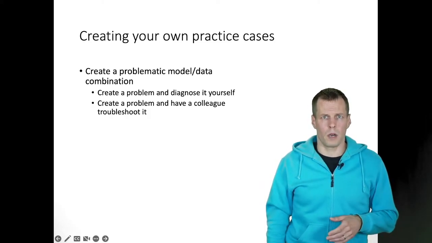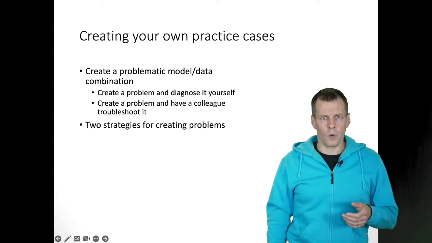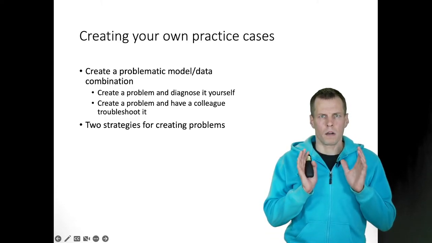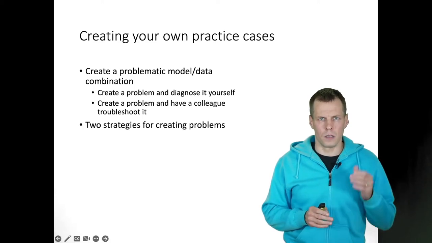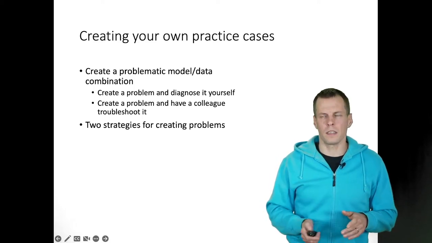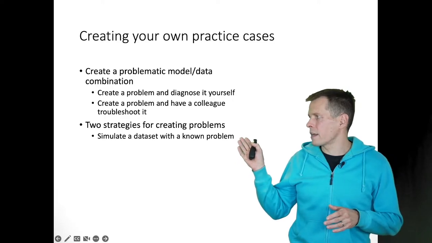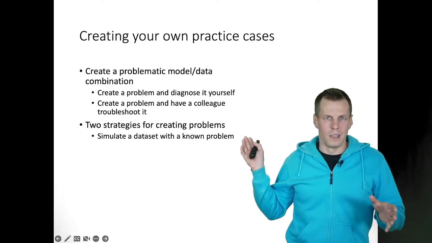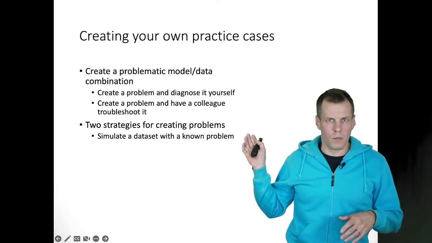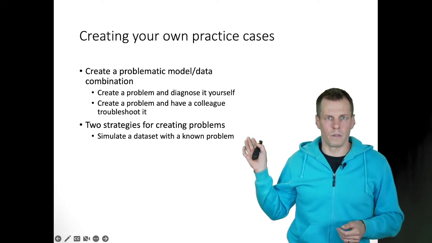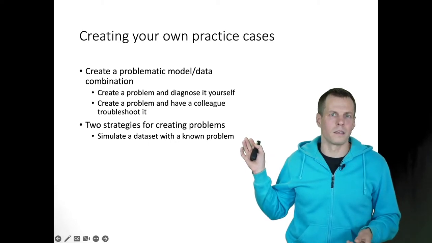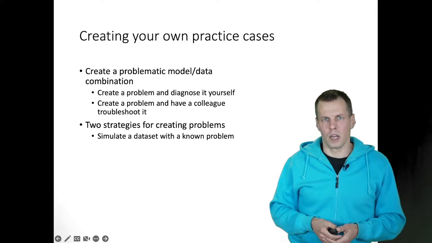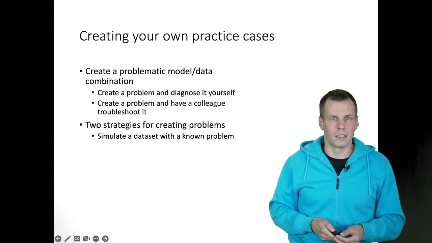And how do you come up with these problematic cases and model data combinations? There are two strategies that I use. I've used both of these strategies. One is to simulate the data set with a known problem. So you just simulate random numbers and you build a model from those random numbers. It requires that you understand a bit of simulation, not rocket science, but coming up with nice examples might be a bit challenging if you have never done it.